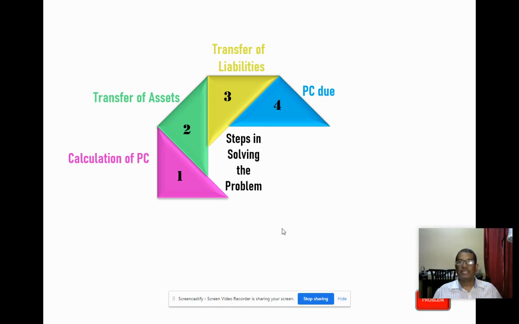I again repeat, the purchasing company account is debited because it is our debtor. Realization account is credited because it is our income. Next step is step number 5, that is purchase consideration received and purchase consideration distributed.